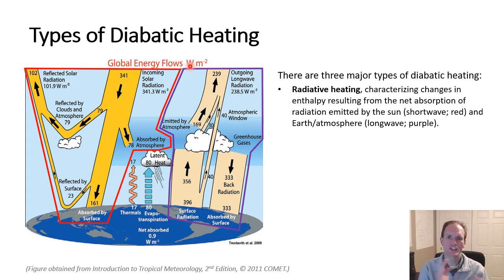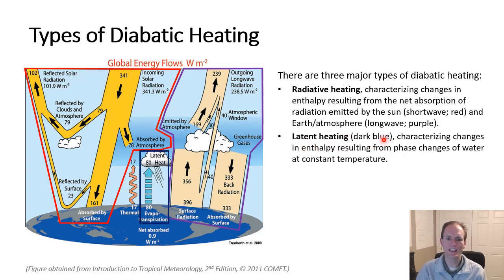So the net balance between this incoming and outgoing, to some extent short wave versus long wave, but there is also absorption and re-emission within the atmosphere. So it's not exclusively short versus long wave. But amount in and absorbed versus amount out because of its emission is what characterizes our radiative heating. Oftentimes, yes, during the summer and during the day, radiative heating is positive radiative warming. During the nighttime, as well as during winter, especially away from the tropics, we have radiative cooling or negative radiative heating.